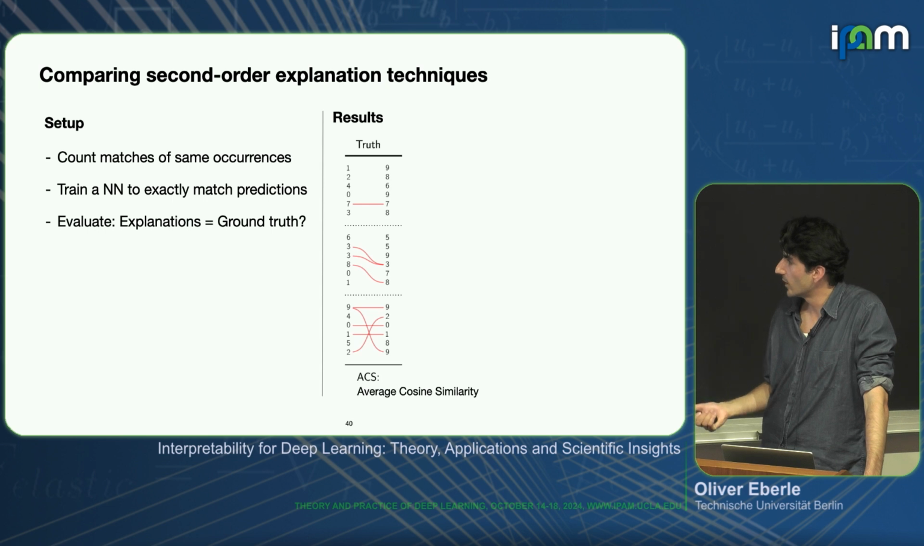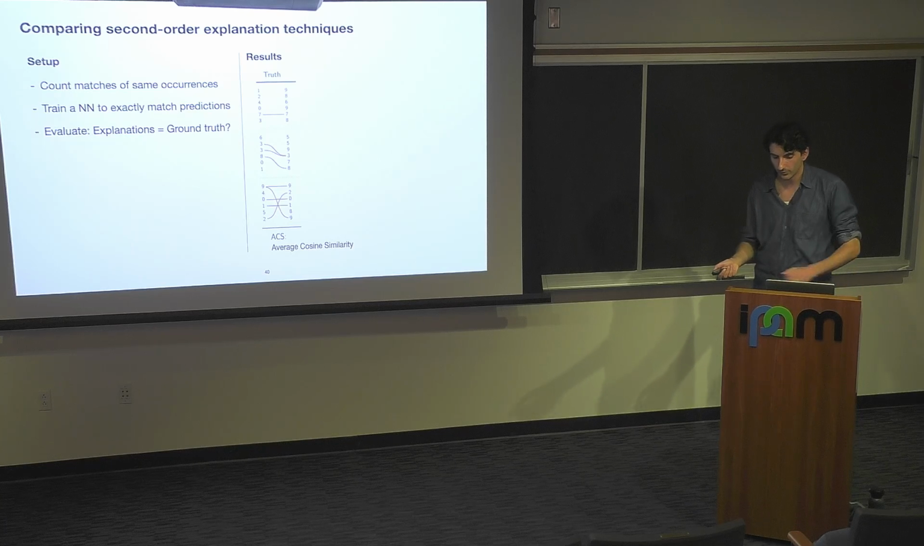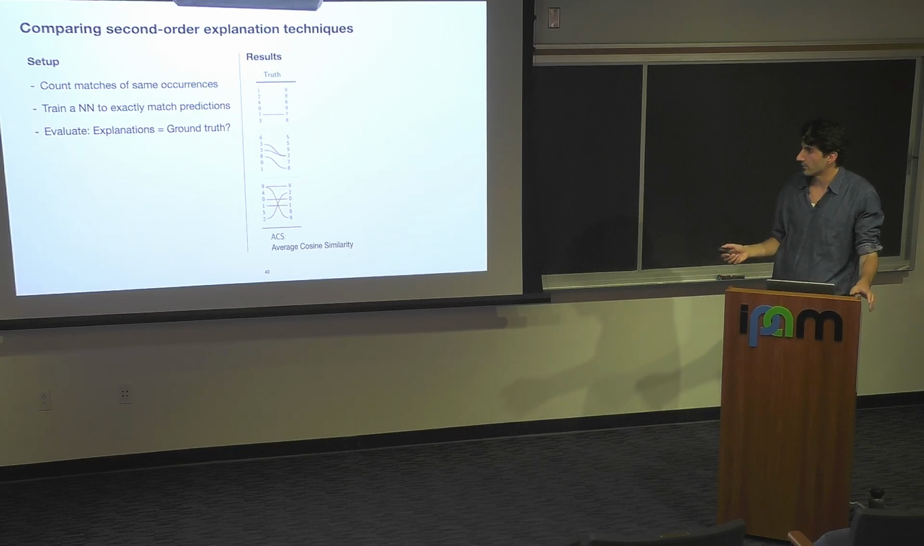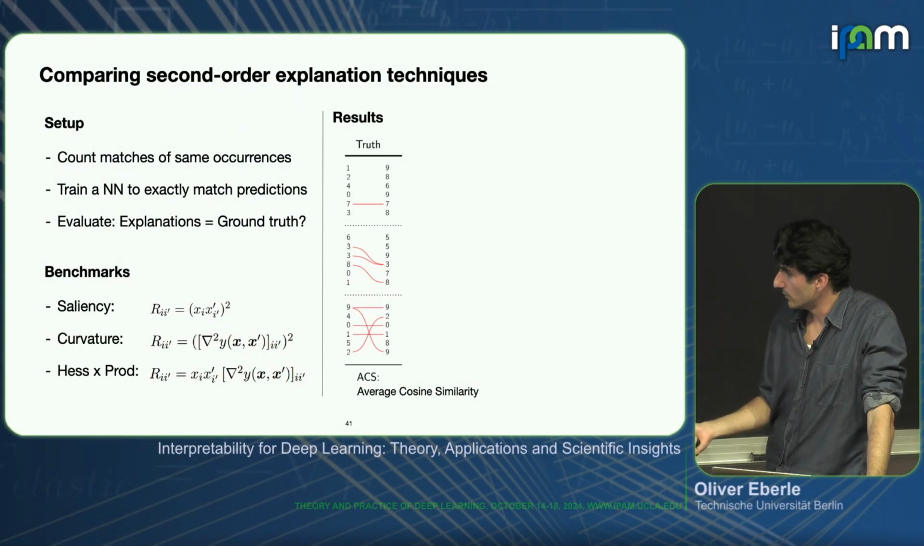So as soon as you have a same digit match, you increase the similarity score by 1. You can train a small neural network to solve this very simple reasoning task. And then you can see if the different explanation methods can actually retrieve this picture. This is the benchmark. So also here, this naive gradient benchmark that we have here.